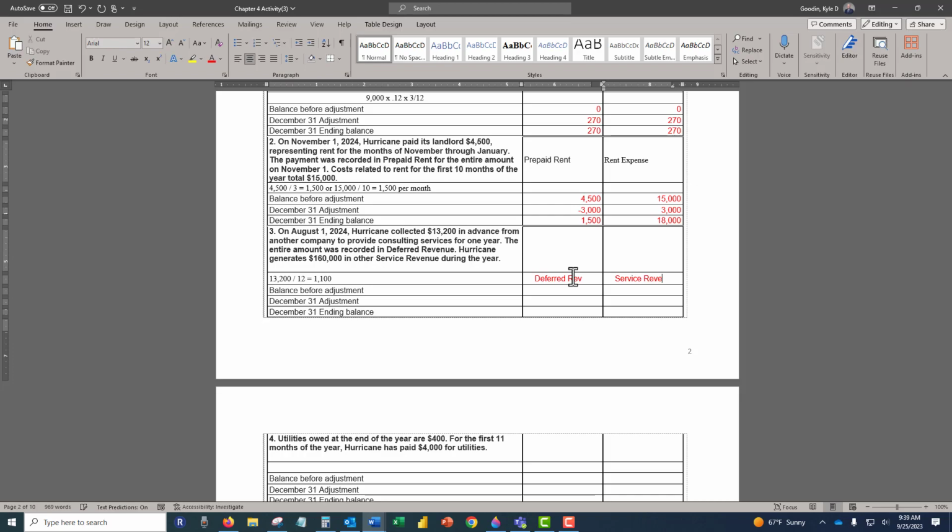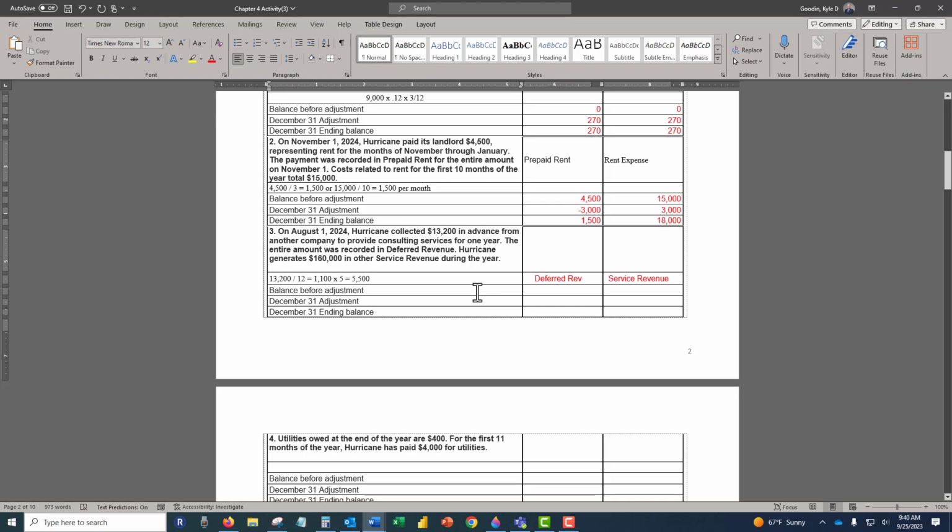Now remember, this is not the original entry. This is the adjusting entry for this. So this is assuming that how much have we collected as of December 31st, 2024? How much of it is actually revenue now? How much of it did we earn? So what's the answer to that? Well, we have August, September, October, November, December. That's 5 months. So you can take that $1,100 per month, multiply it times 5, and that's going to give you $5,500.